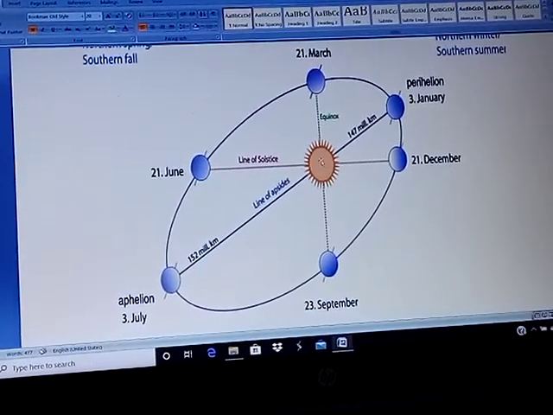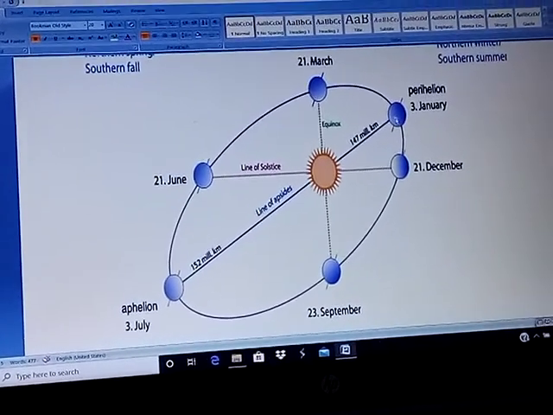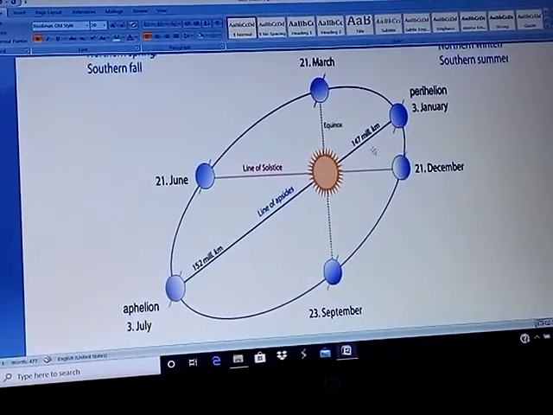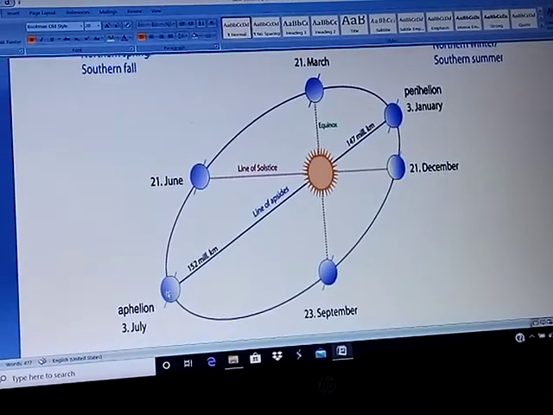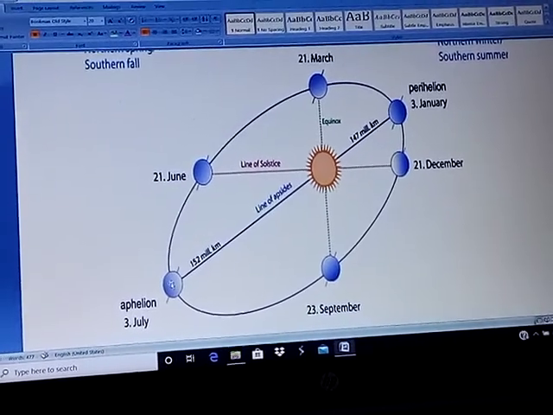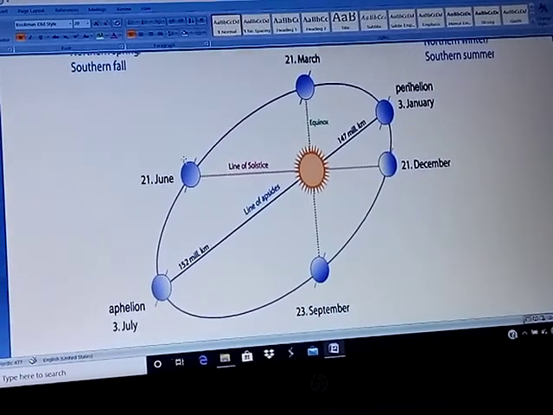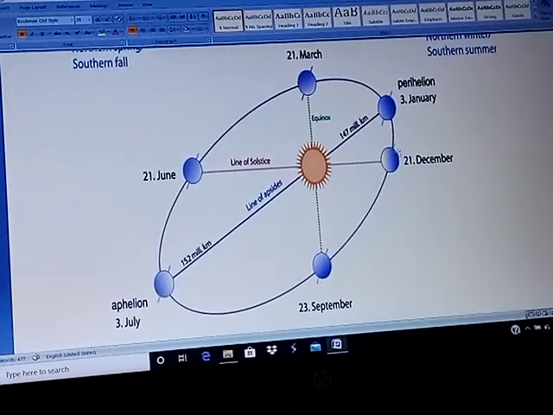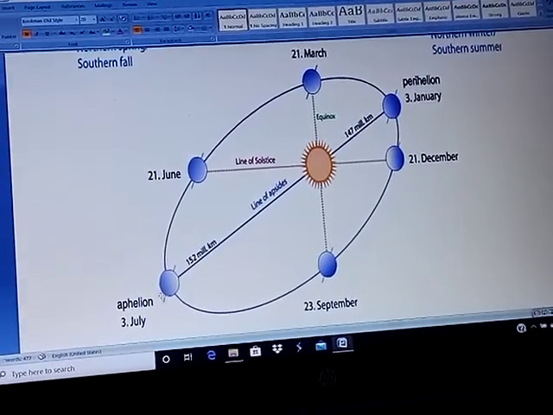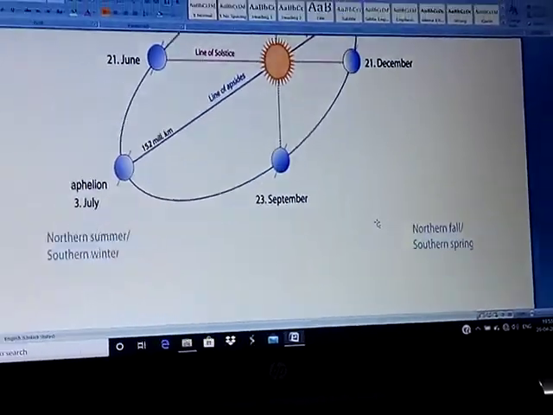Because of this location or position of the earth from the sun, when it is nearest, it has got a name called perihelion, and when the earth is far away from the sun, it is called aphelion. So this you should know, that this is the orbit of the earth, which is elliptical in shape.